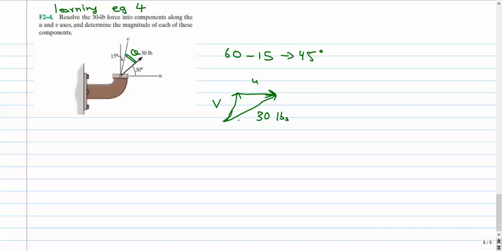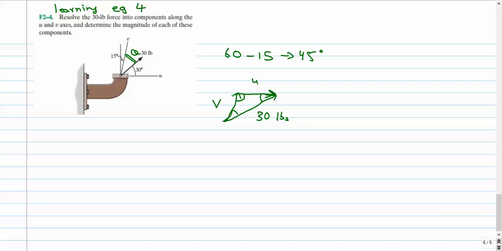Now we need to find these three angles for this triangle, if we want to get the values for this component and this component. We know that the magnitude of this line is 30 pounds. So what we need is the length of these other lines, and those lengths are going to be the components of the 30 pound force.